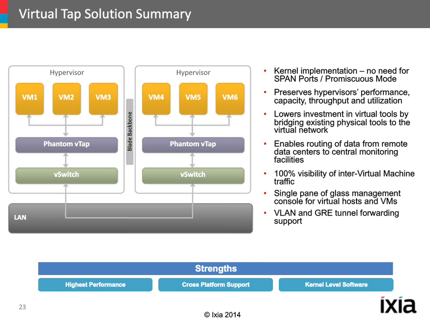This solution here sits on a hypervisor kernel stack, as you can see in this diagram, in between the virtual machine and the virtual switch. What that means is that we never install any services or agents at the VM or application layer, allowing you to retain 100% of the system resources. It also doesn't require your vSwitch to go into span or promiscuous mode, hence allowing you to keep the vSwitch running at optimal performance.